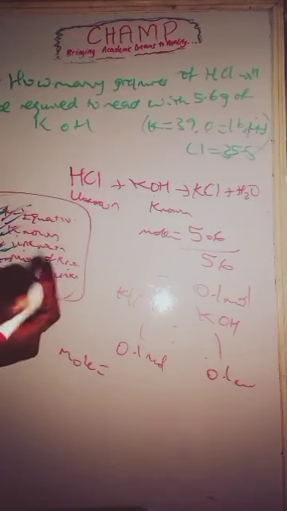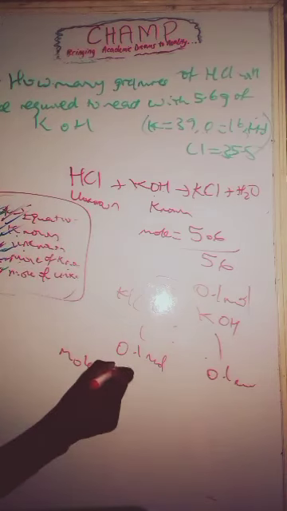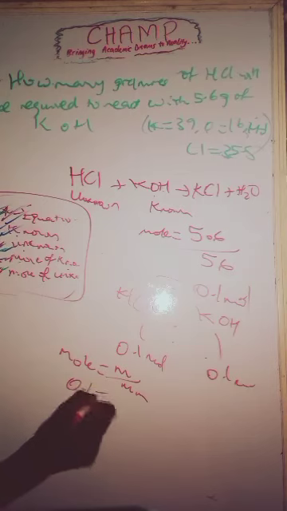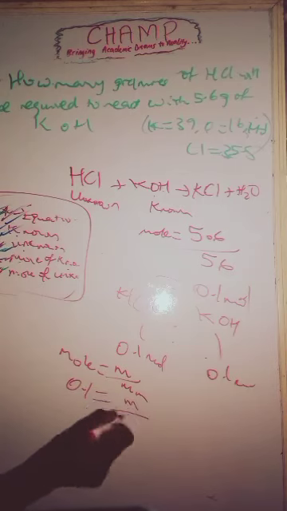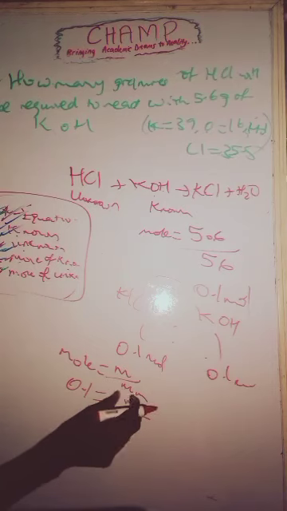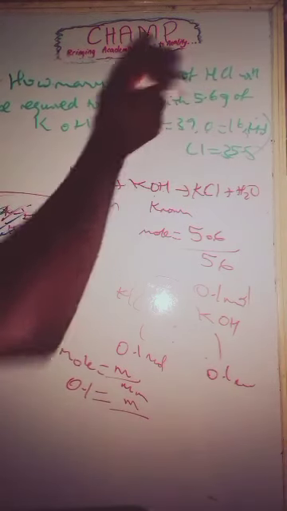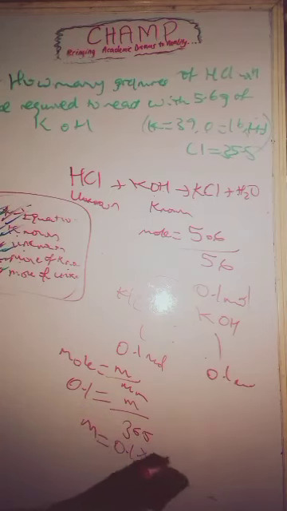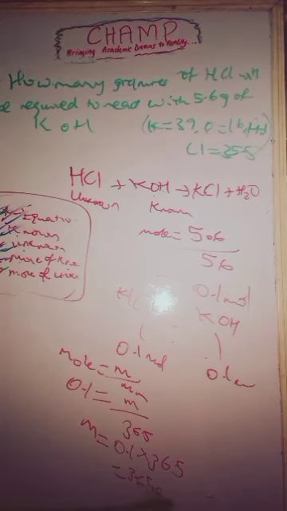So mole is equals to, yes, HCl. How many grams of HCl? Mole is equals to mass over what? Molar mass. Mole is 0.1. What's your mass? That's what you're looking for. Over what's your molar mass? Molar mass of HCl. 1 plus 35.5. That's 36.5. So your mass will be 0.1 times 36.5. That will be what? 3.65 gram. So that's the answer to that.